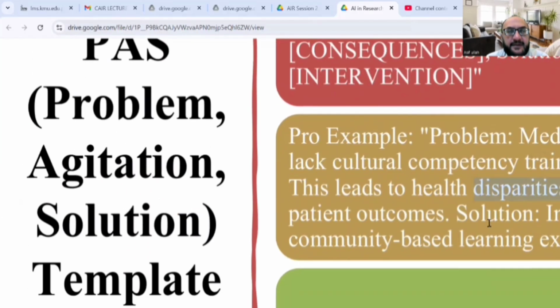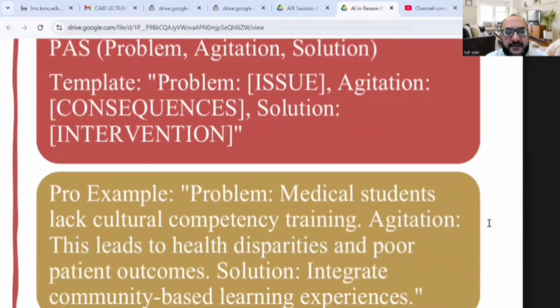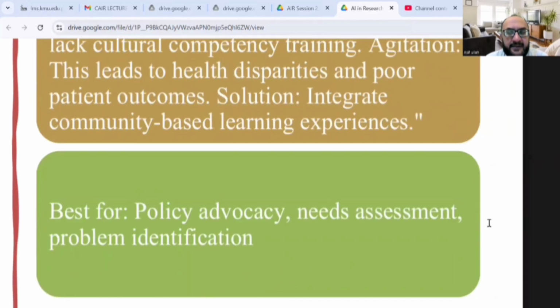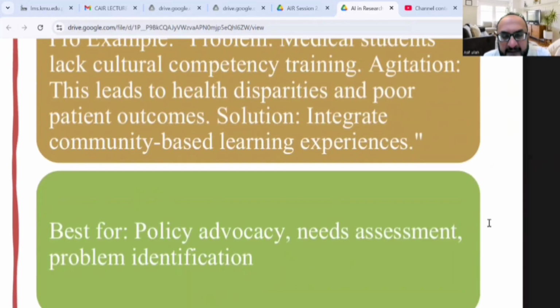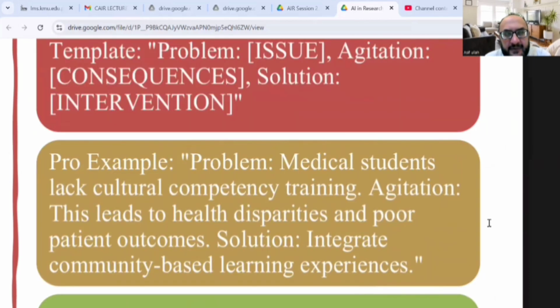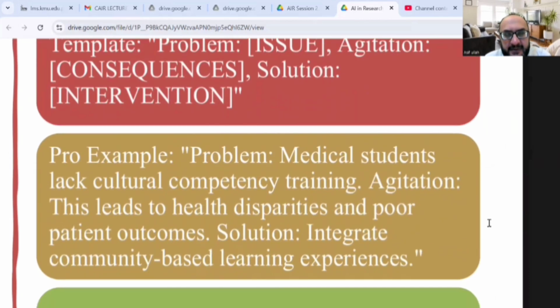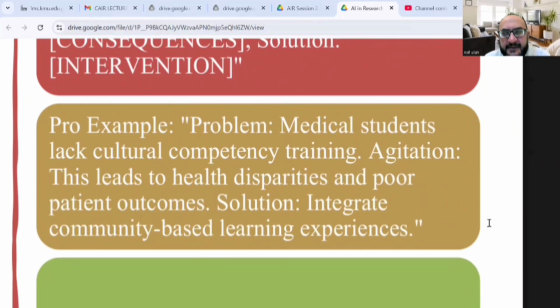We have another format, the PAS template: problem, agitation, solution. Problem is the issue, agitation is the consequences, and solution is the intervention. It is best used for public and policy advocacy, needs assessment, and problem identification. An example: the problem is that medical students lack cultural competency training. Agitation: this leads to health disparities and poor patient outcomes. Solution: integrate community-based learning experiences.